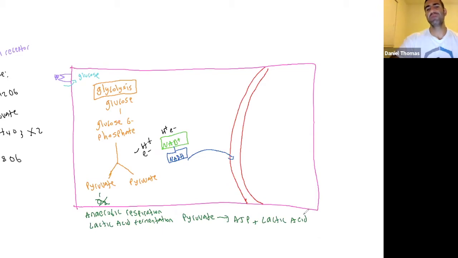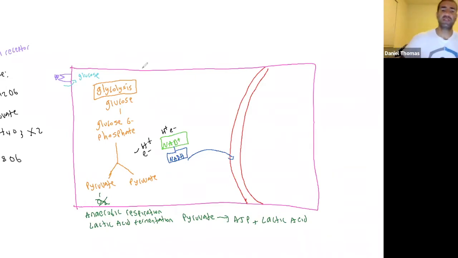It would be really bad if you were running from a grizzly bear, and your muscles ran out of oxygen and you just face planted. That wouldn't be cool. So the anaerobic pathway lets us make energy even without oxygen. So we can keep on pushing just a little bit more or keep on running just a little bit further. It's a very important pathway.